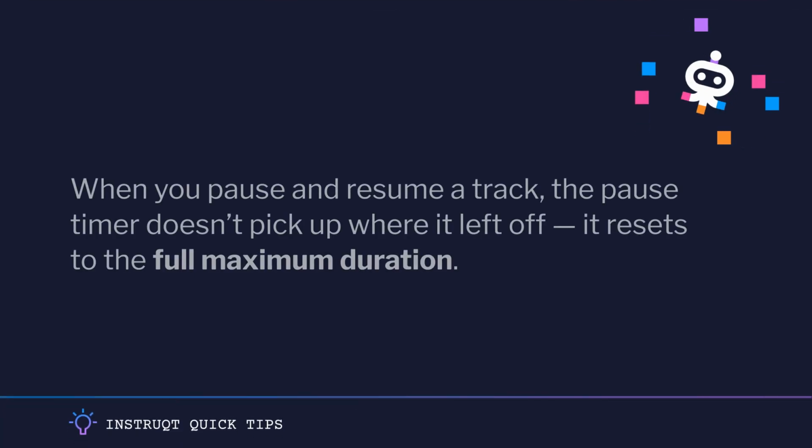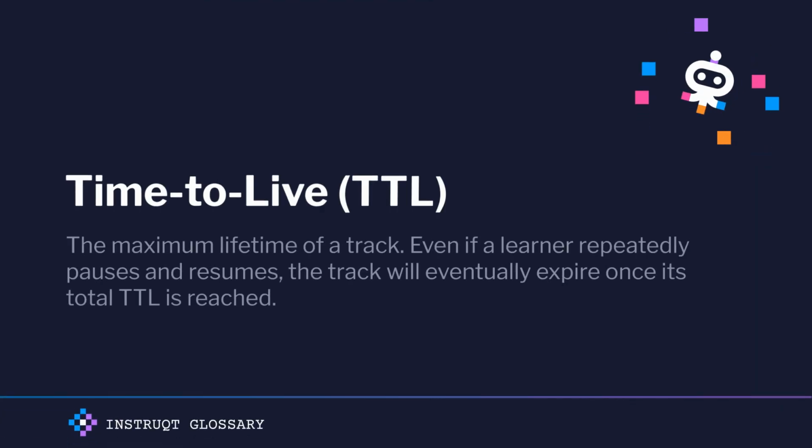When you pause and resume a track, the pause timer doesn't pick up where it left off. It resets to the full maximum duration. Just remember, the track is still bound by its overall time to live, or TTL. So even if you keep pausing and resuming, the track will eventually expire once that total TTL is reached.